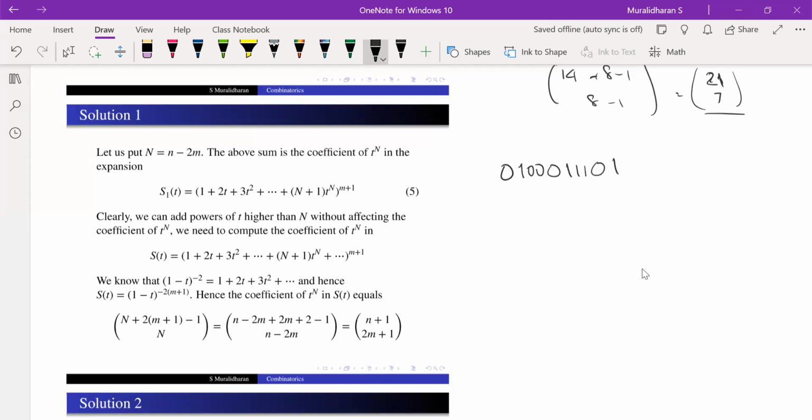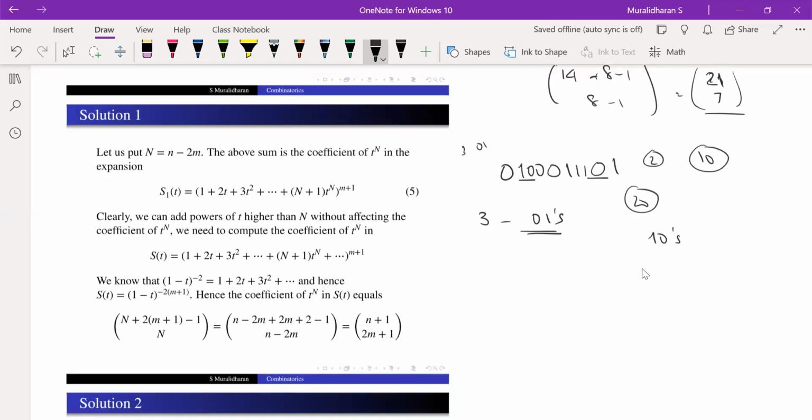So how many 10s will be there? Suppose I have three 01s. Length is 20. How many 10s will be there in this case? 1 and 2. There are two 10s. There are three 01s and two 10s.